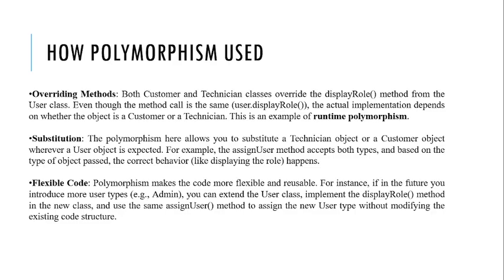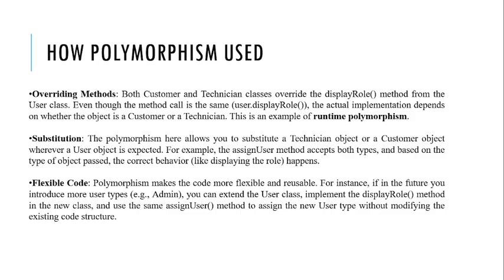Now coming to how overriding methods are implemented. Both customer and technician classes override the display role method from the user class. Even though the method call is the same, the actual implementation depends on whether the object is a customer or a technician. This is an example of runtime polymorphism.